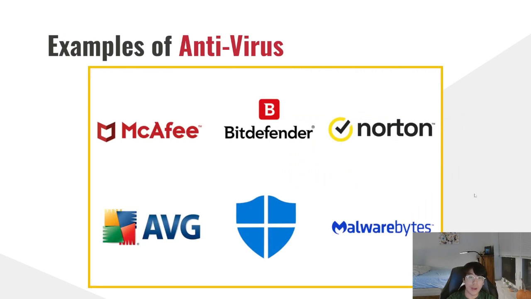Examples of antiviruses. Again, antiviruses prevent malware from attacking your computers, and they do a really good job. Examples of these are McAfee, Bitdefender, Norton, AVG, Windows Defender, and Malwarebytes. These are just some examples, and Windows Security you should already have since it is free on Windows, and it actually does a pretty good job in defending against malware. So you should be pretty safe for now if you have Windows Security and are aware of everything that I talked about.